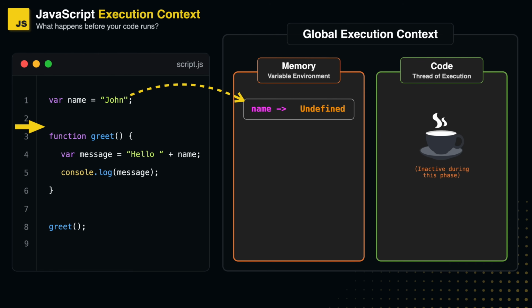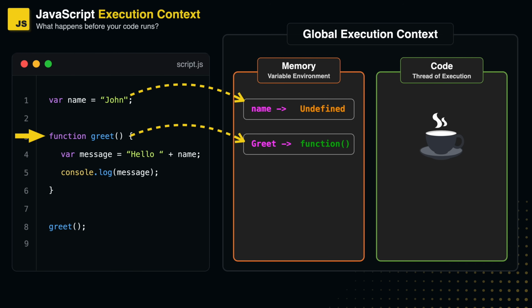Now JavaScript continues scanning the code and sees this function called greet. Because this is a function declaration, JavaScript stores the whole function in memory. At this point, JavaScript still hasn't printed anything. It hasn't called the function. It hasn't assigned John to name. It has only prepared memory.